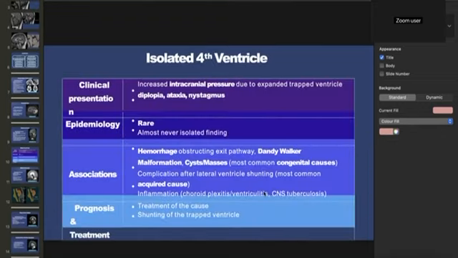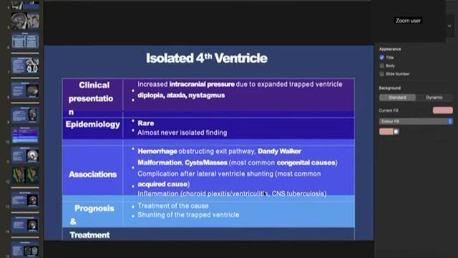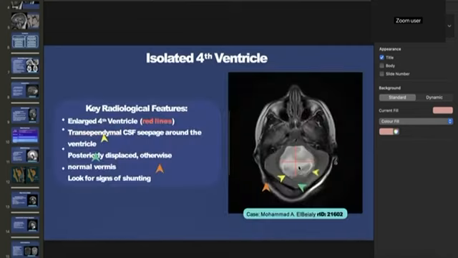Next one, isolated fourth ventricle. Increased intracranial pressure is seen, causing diplopia, ataxia, and nystagmus. Hemorrhage obstructing exit pathway, Dandy-Walker malformation, cyst masses are the most common congenital causes. Complication after lateral ventricle shunting is the most acquired cause. Choroid plexitis, ventriculitis, and CNS tuberculosis are other associations.